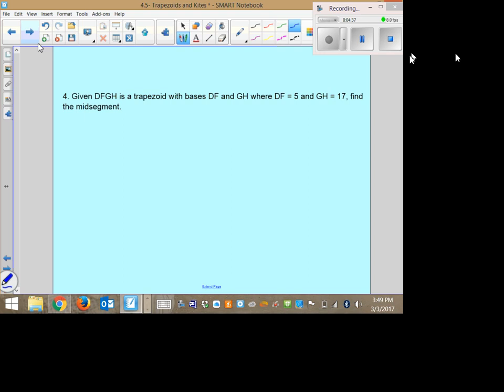So 4, given DFGH is a trapezoid. So we have a trapezoid with bases DF and GH. So we have our bases, and we know that DF is 5 and GH is 17. We want to find the midsegment. So we want the midsegment here. So we're looking for x.